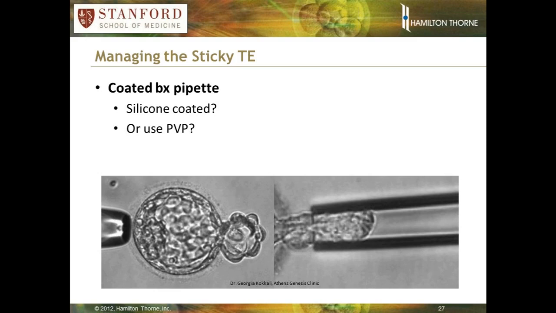Additionally, and I've done this in a research mode, not for clinical applications, is have your tools be silicone coated. I'm not familiar with where this can be done for clinical applications, but certainly having some coating on your pipettes can alleviate that stickiness problem if it becomes a problem. It is not something I do routinely, but in anticipation of a sticky hatched embryo, we may include this technique prior to embarking on the biopsy.